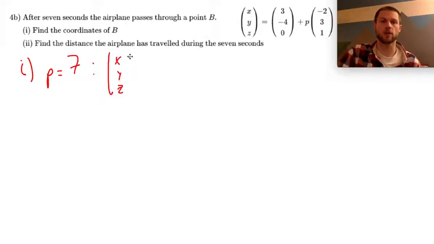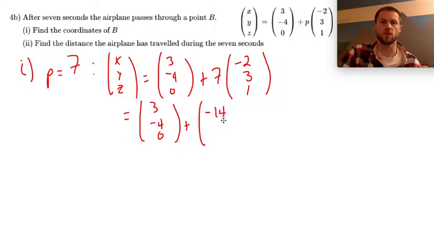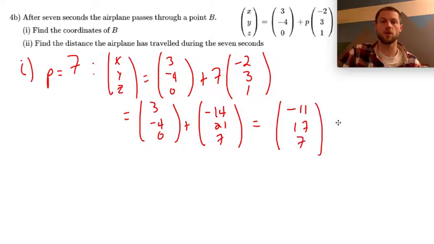The position vector xyz is going to equal 3, negative 4, 0, plus 7 times the velocity vector, negative 2, 3, 1. And this is going to be equal to 3, negative 4, 0, plus, let's multiply this scalar by all the components. So that would be negative 14, 21, and 7. And if I combine all that, I get the vector negative 11, 17, and 7. If I want to find the coordinates of B, all I need to do is write this as a coordinate. So this will be negative 11, comma 17, comma 7.